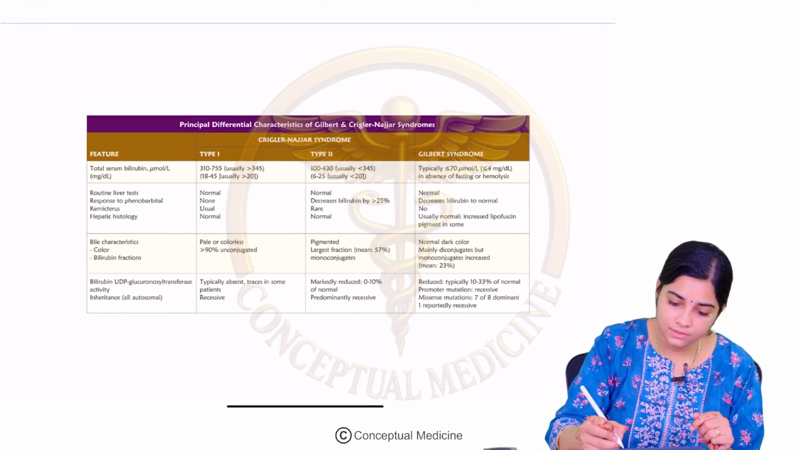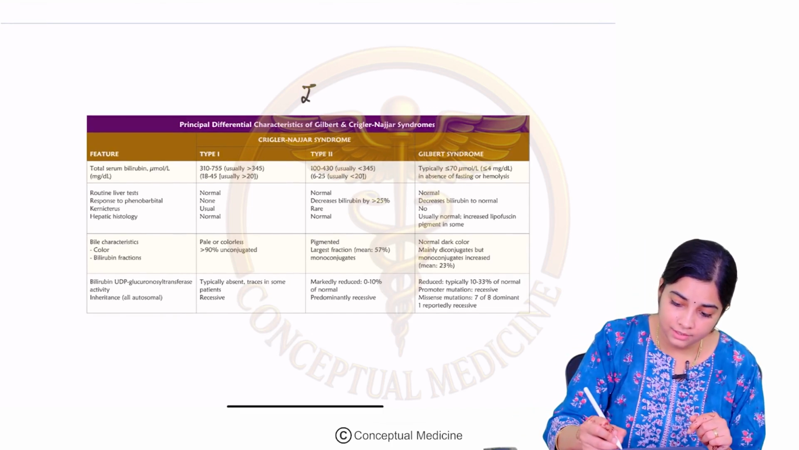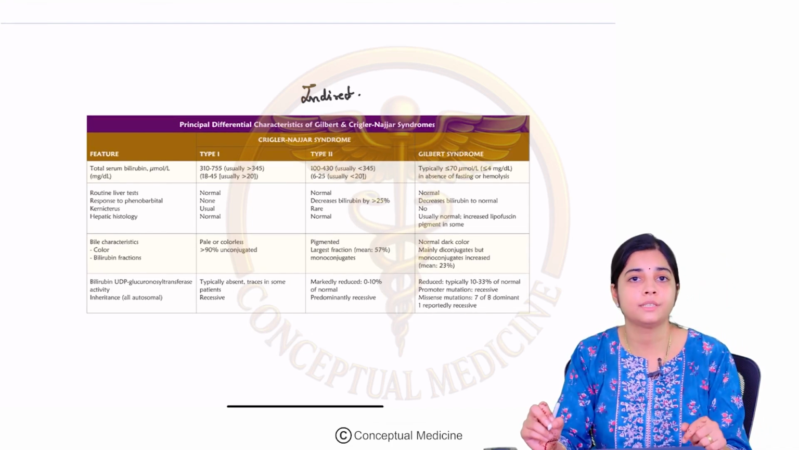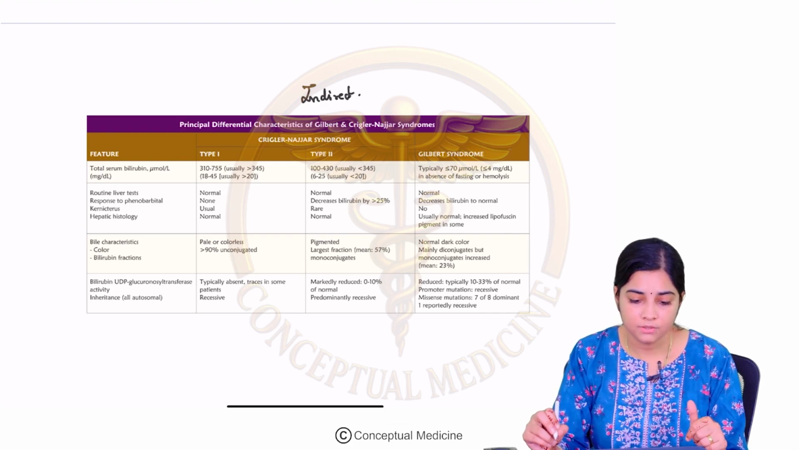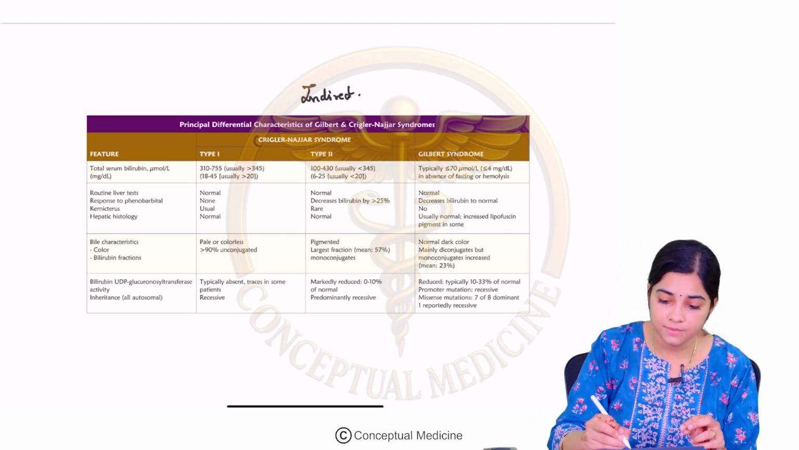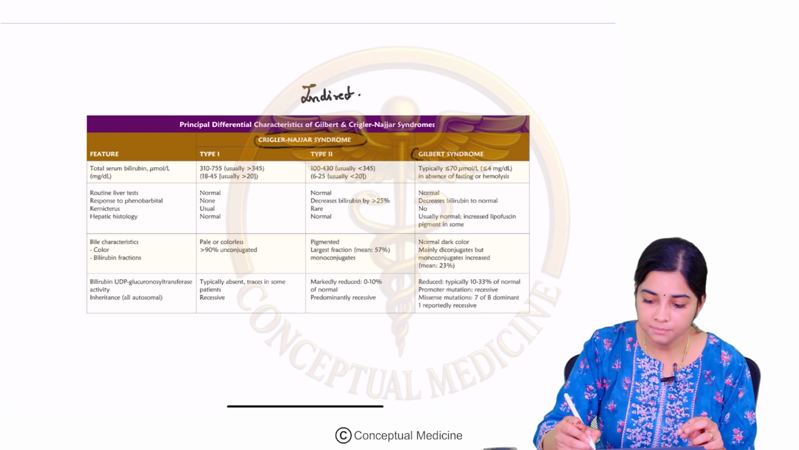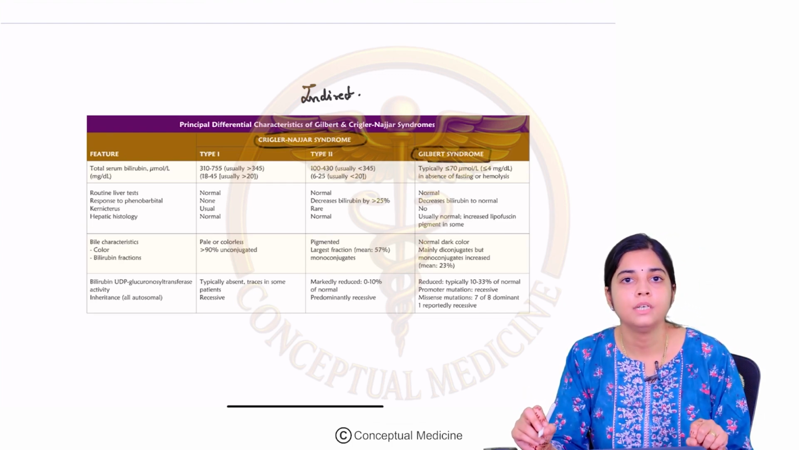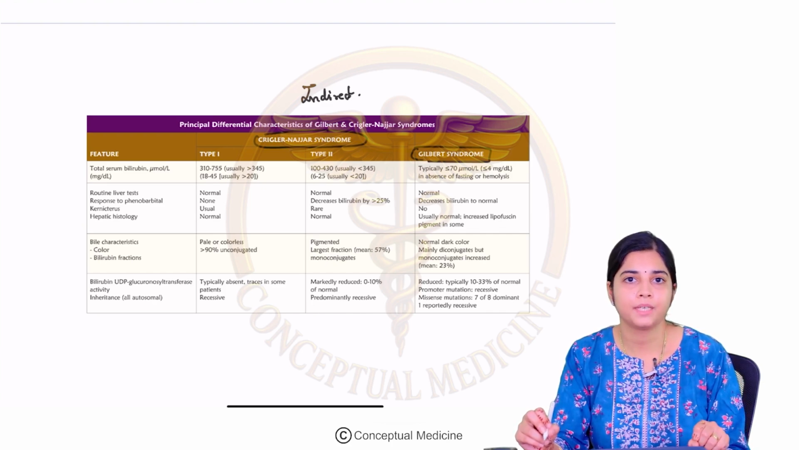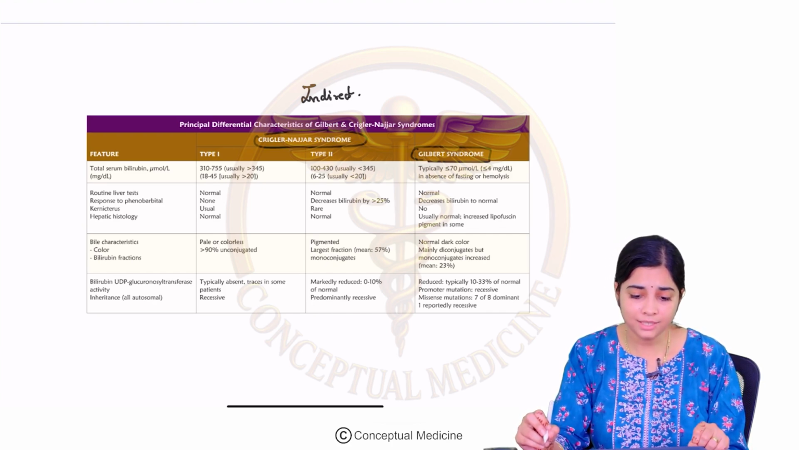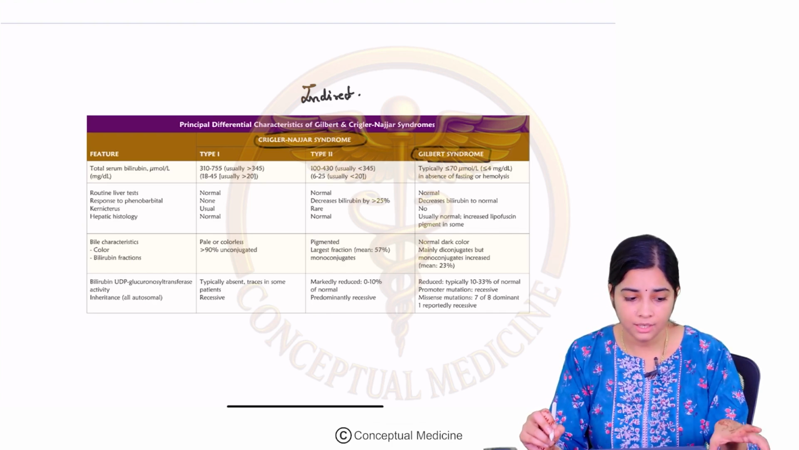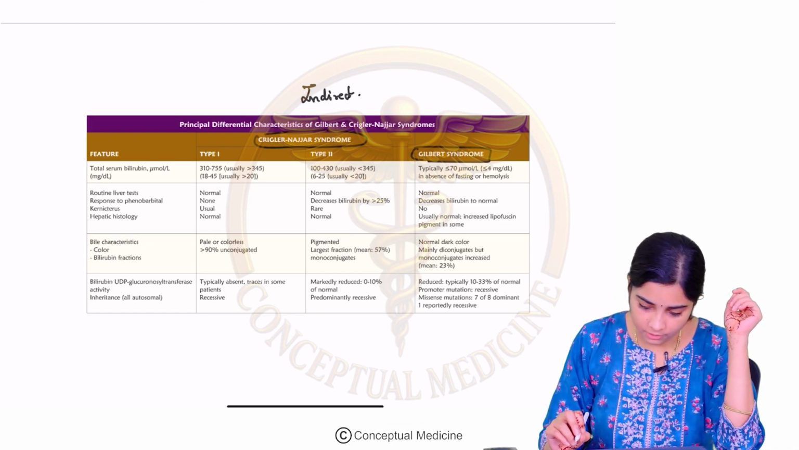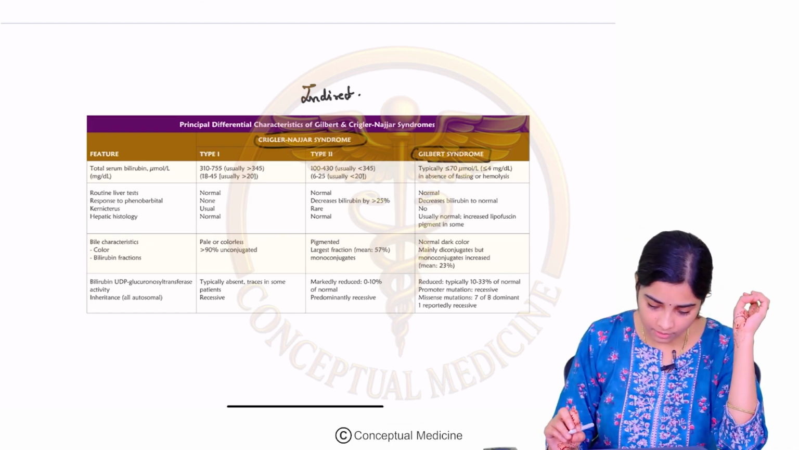The next causes are the genetic causes for indirect hyperbilirubinemia, where the unconjugated bilirubin is higher. This can be of two syndromes, Crigler-Najjar syndrome and Gilbert syndrome. Crigler-Najjar is divided into type 1 and 2, and then we have Gilbert syndrome. Okay, so there are certain very important differences.